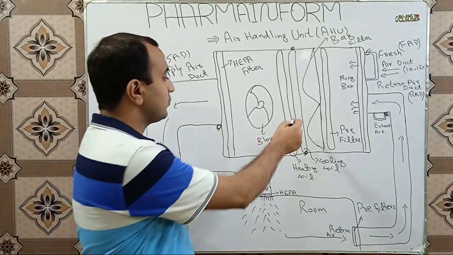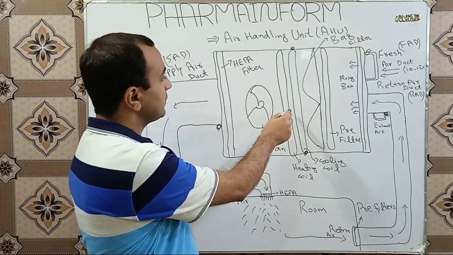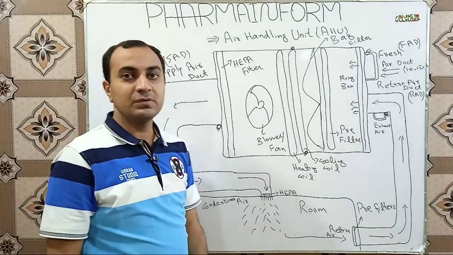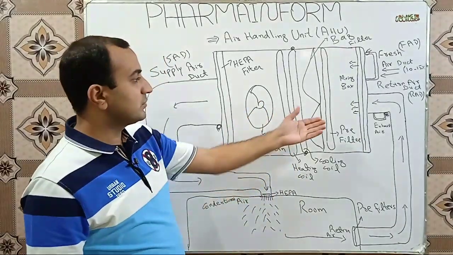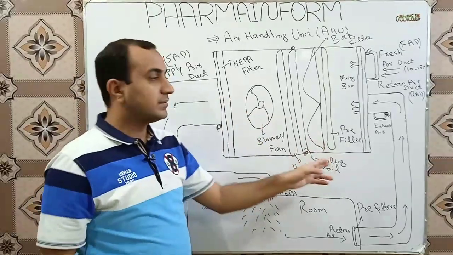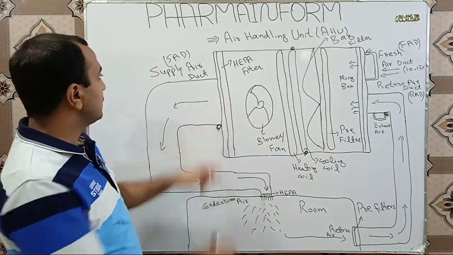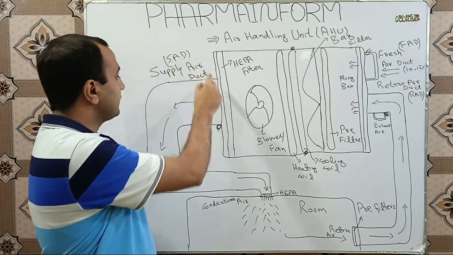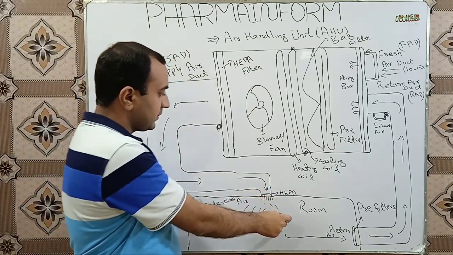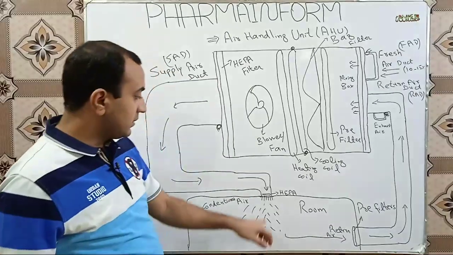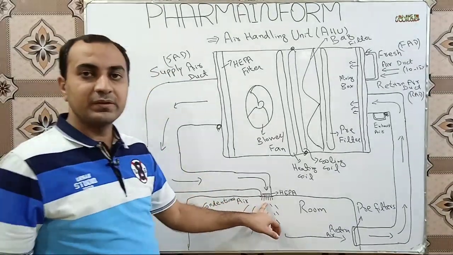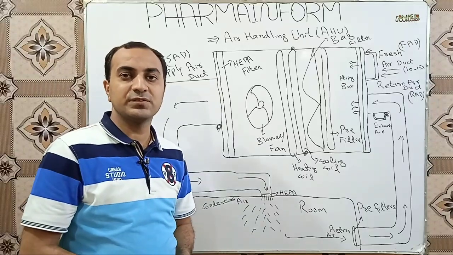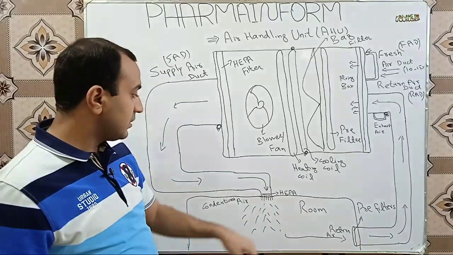After passing through the cooling coil, the air passes through the heating coil, and this is the fan or blower, which is basically responsible for the suction of air and then supplying it through the supply air ducts, or SAD, to the room or area. Here we have diffusers. Different types of diffusers are used. We will discuss them in detail in the next video.